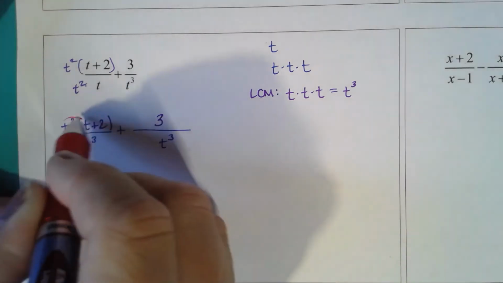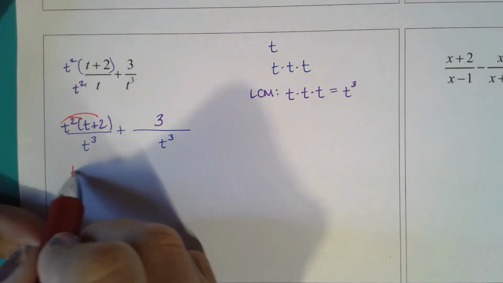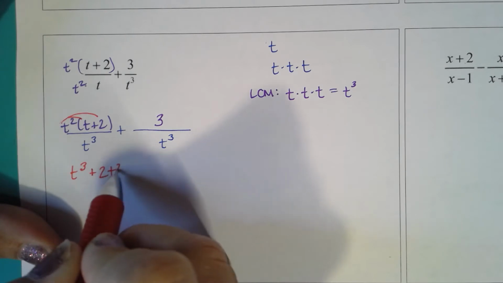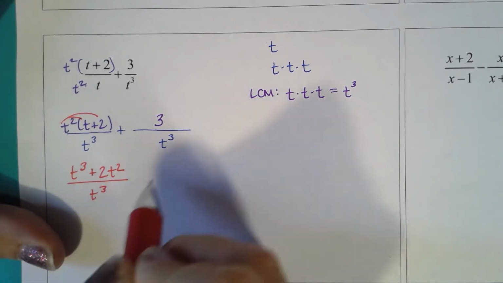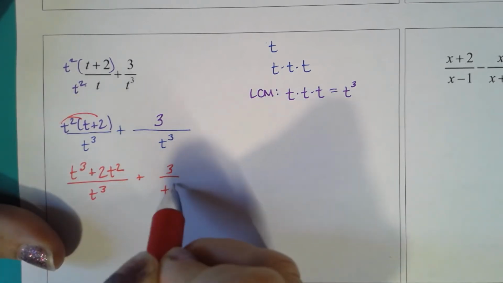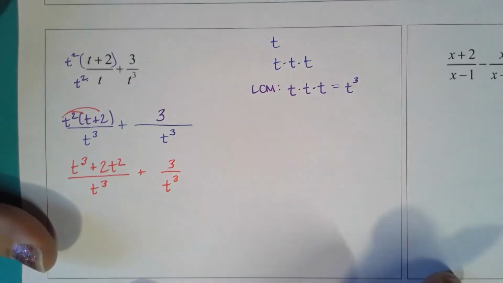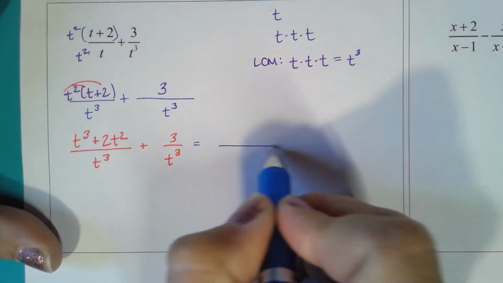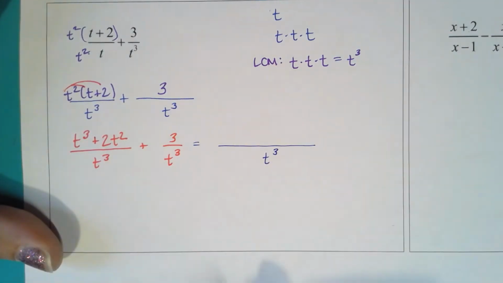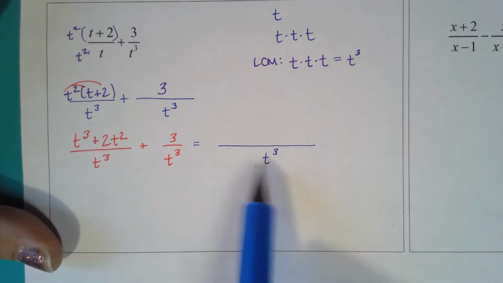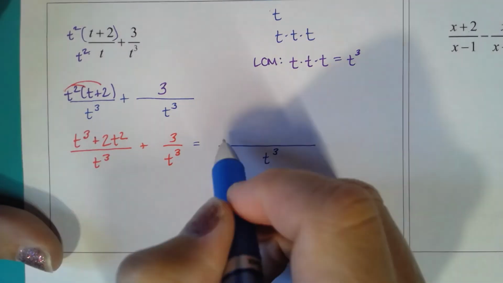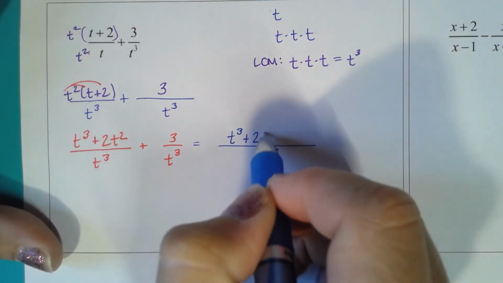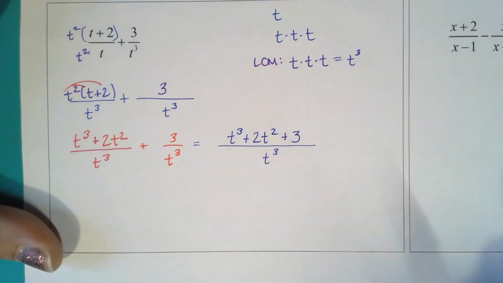So let's clean up our numerator. So I have t cubed plus 2t squared over t cubed plus 3 over t cubed. And now that we have a common denominator, we can add those fractions together. The denominator is t cubed. We're going to add straight across to get t cubed plus 2t squared plus 3.